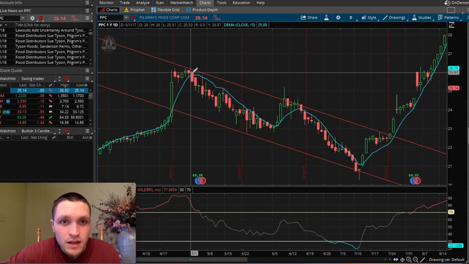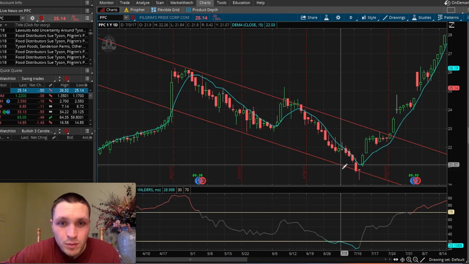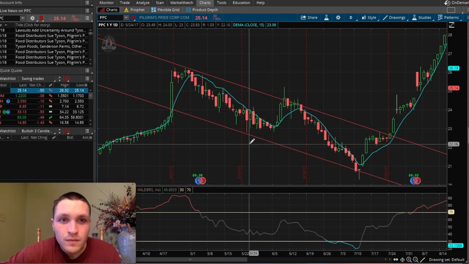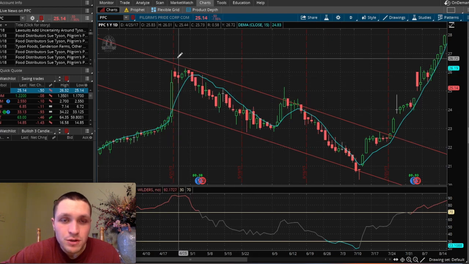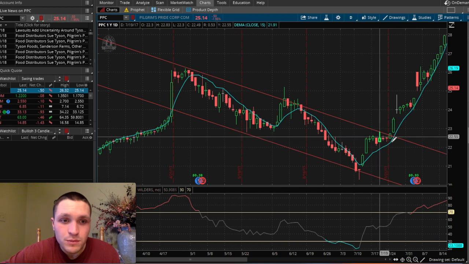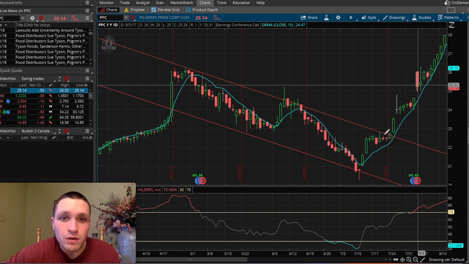It came in, hit a high, fell back down, hit that low, high, fell back down, hit that low, and came back up. Now this is actually a pattern. When you see a downward parallel like this and it breaks this top resistance line up here, that's a good sign this thing will keep on going.